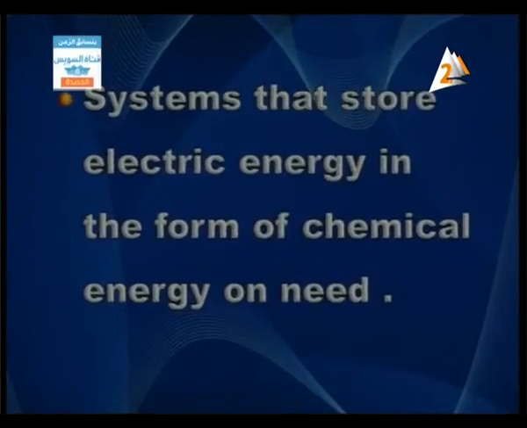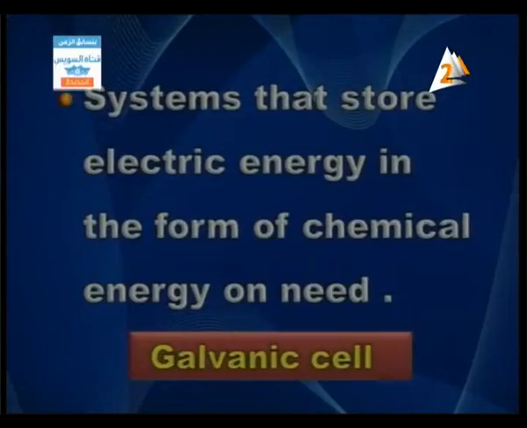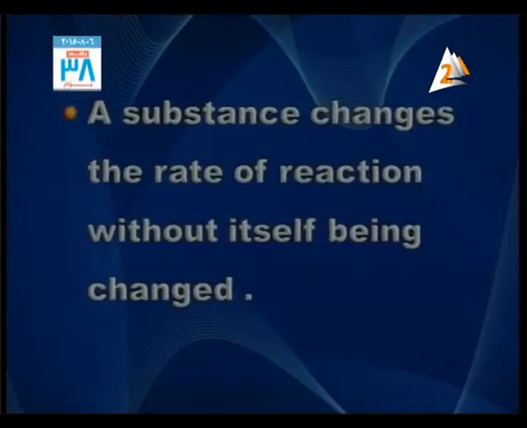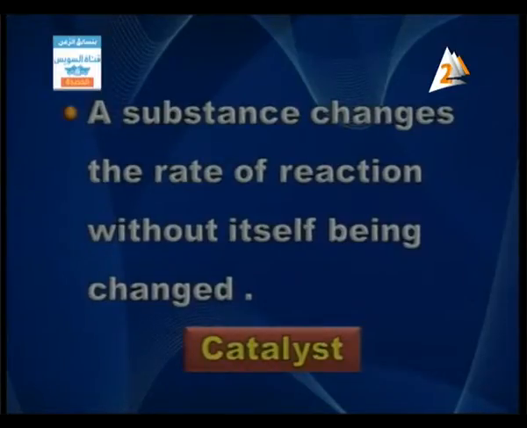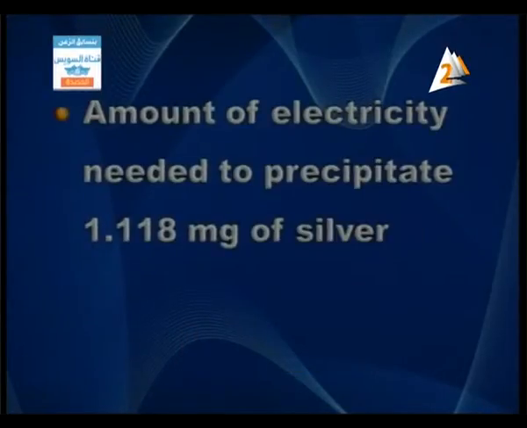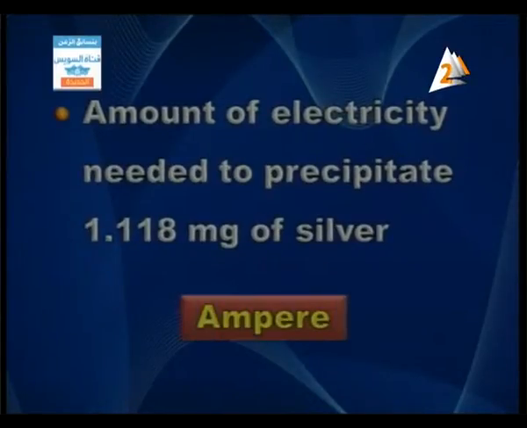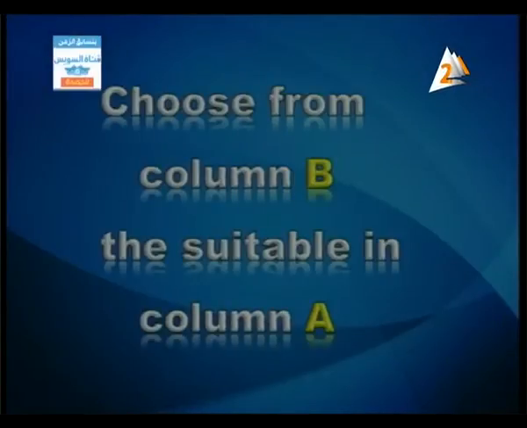Systems that store the electric energy in form of chemical energy on need. If you think about it, yes, it will be galvanic cell. A substance that changes the rate of reaction without itself being changed. If you think about it, yes, it will be catalyst. Next one. The amount of electricity needed to precipitate 1.118 milligram of silver. Yes, if you think about it, it will be ampere.